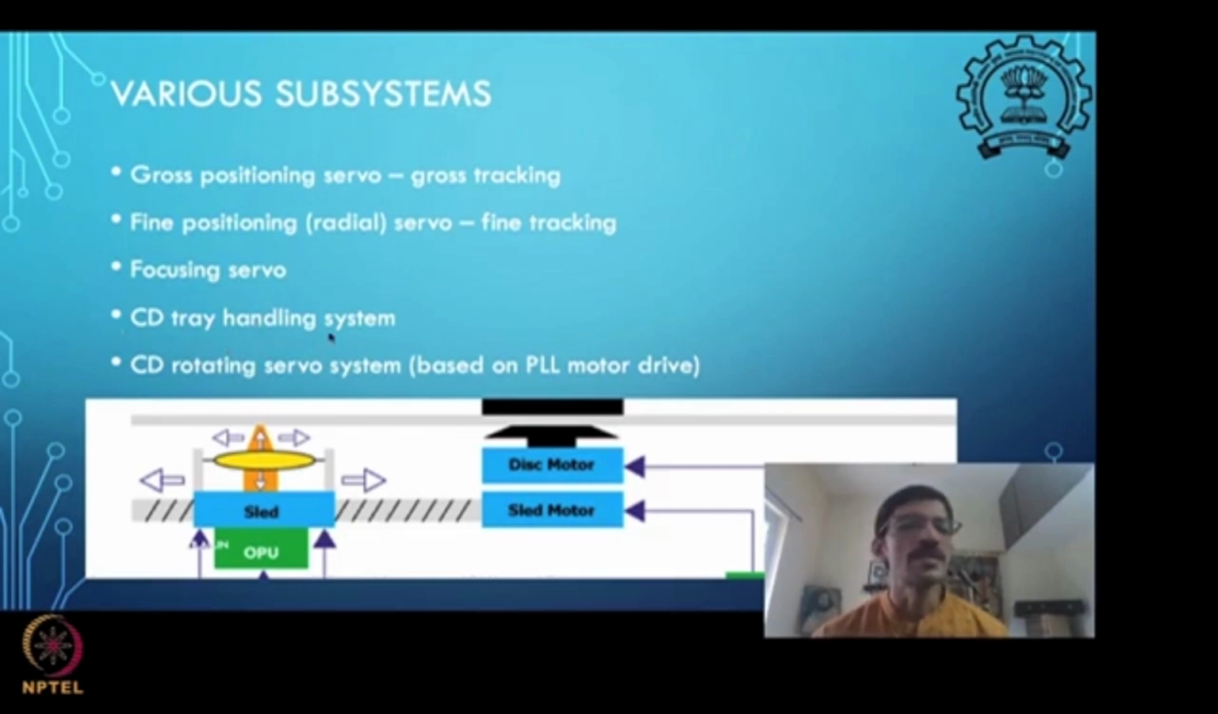Then we have seen this tray handling system, the tray operation system, and things like that. And of course you need to have a CD rotation system. This motor should drive the CD to make sure that it rotates in a controlled fashion. So let's explore a little more now.